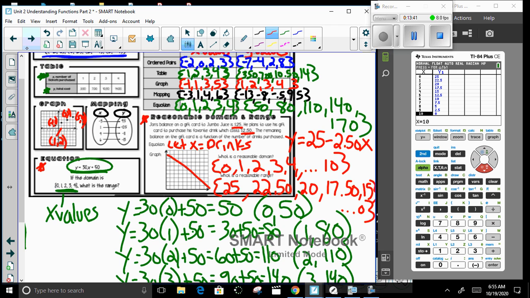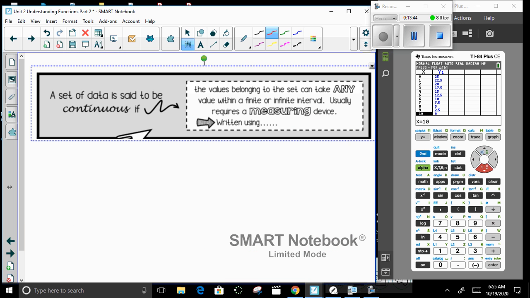All right, let's go on to continuous graph. Remember, a continuous graph is data that can be connected. The values belong to the set. They can take any value within an infinite or finite interval. They usually require a measuring device. It's written using inequality notation. So inequality notation, we know it as like interval notation. Okay, so it's continuous. It makes a smooth curve or a line. It's connected.